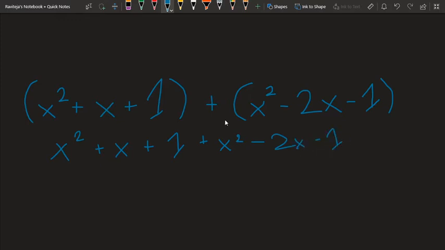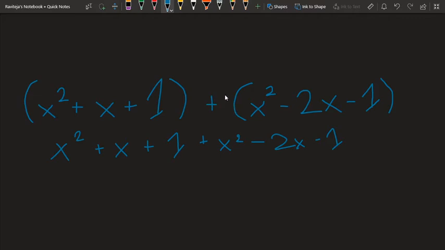Conceptually, if you think about it, a positive times a positive is just a positive, so you can just bring down the positive x squared as is, and a positive times a negative is a negative, so you can just bring the negative 2x down as is, and same thing for the negative 1. So that's why you don't have to distribute the 1 every time to these three terms, but it's good to understand the concept.